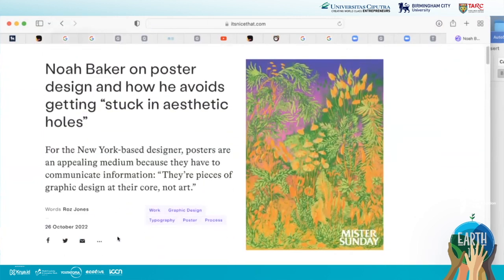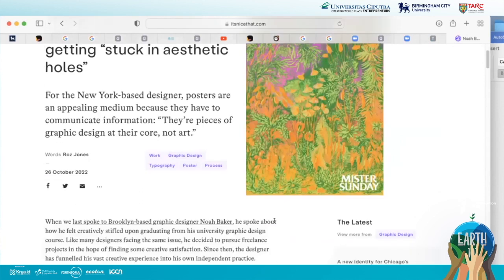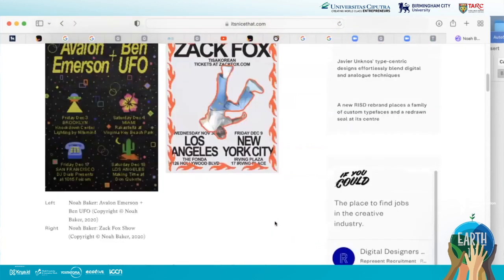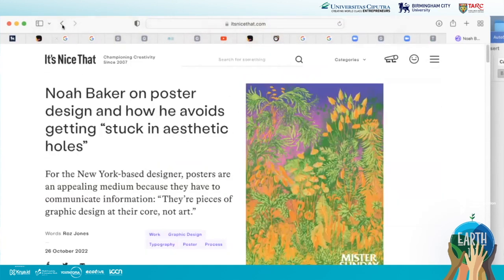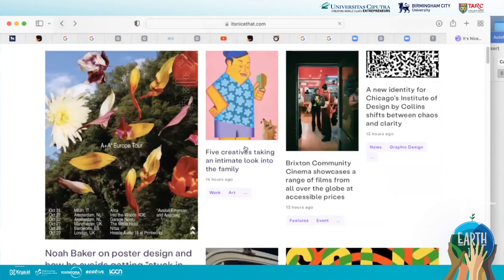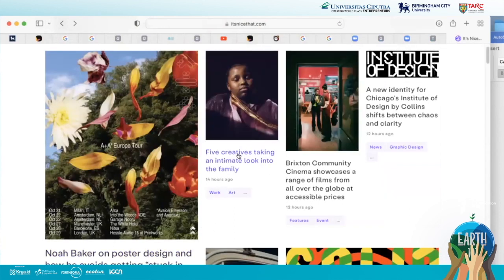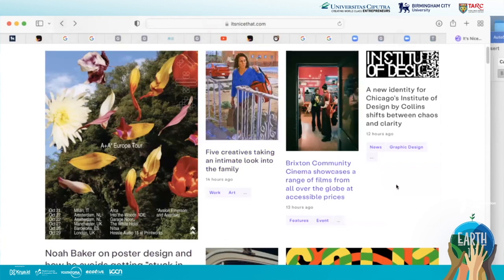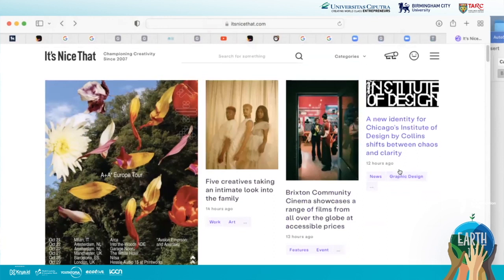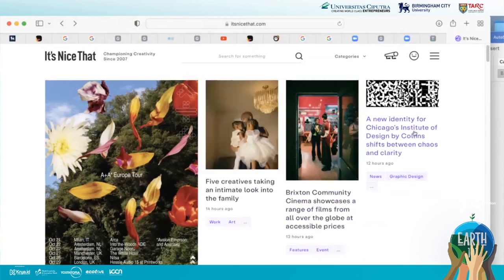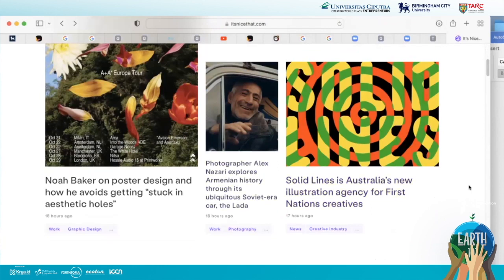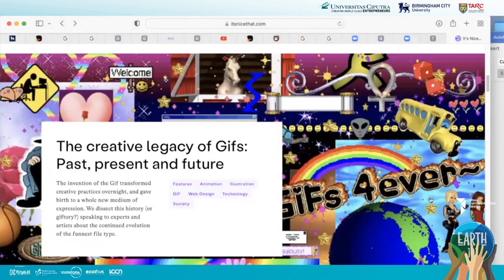So this is mainly about graphic design, typography, posters, and process. And then there's a really interesting article, interview, discussion, which becomes useful. So It's Nice That is really useful. This morning, 14 hours ago, we had a piece about families. 13 hours ago, Brixton communities. 12 hours ago, graphic design identities from the Chicago Institute of Design. And new works in photography. You can find something every day.